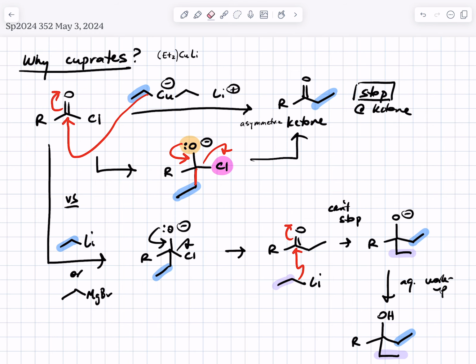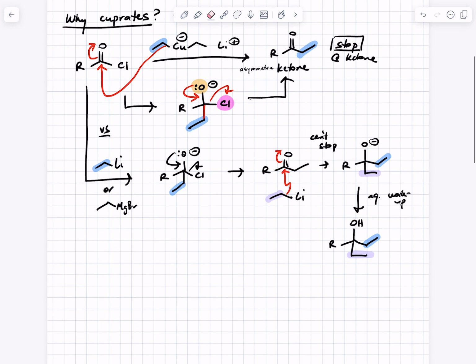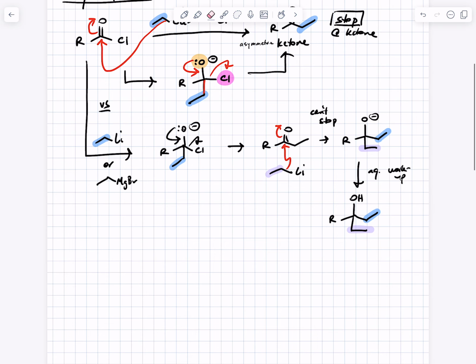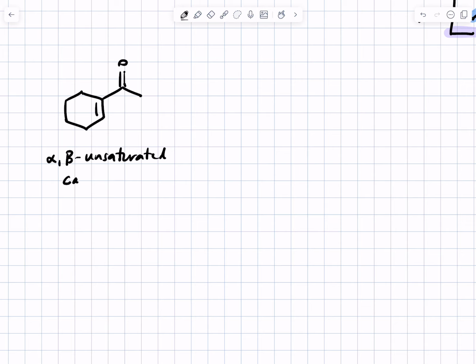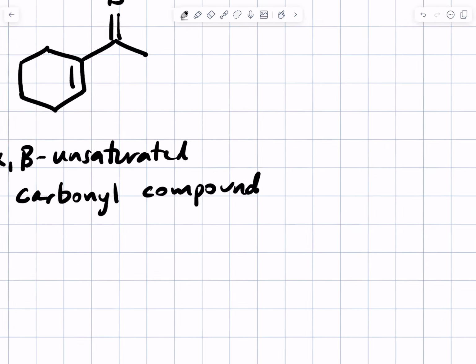Okay, that's the one interesting thing cuprates can do. Let's show you the second interesting thing cuprates can do. And we'll illustrate this sort of distinctive reactivity versus the organolithiums and the Grignards. What I'm drawing for you here is an example of what I will call an alpha beta unsaturated carbonyl compound. Unsaturated means there's a double bond. Alpha beta refers to where the double bond is.